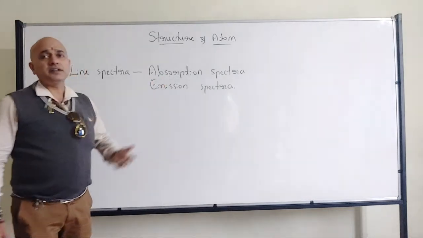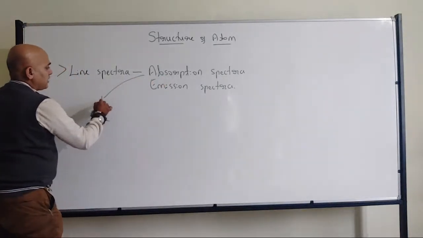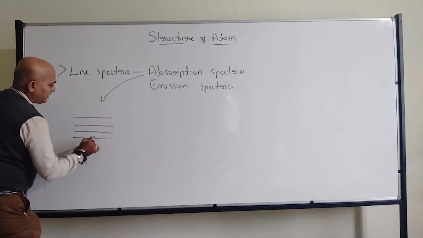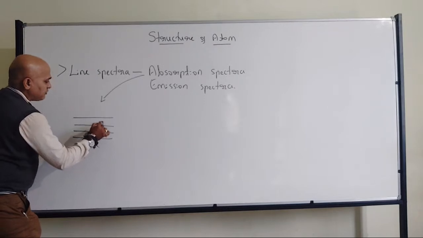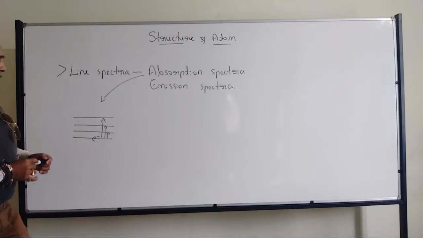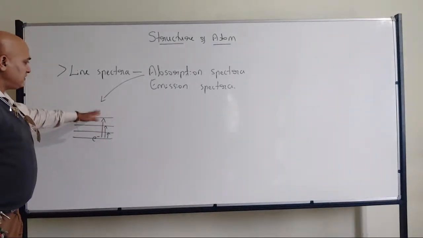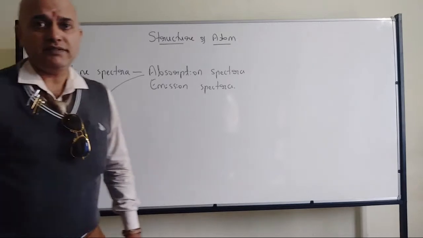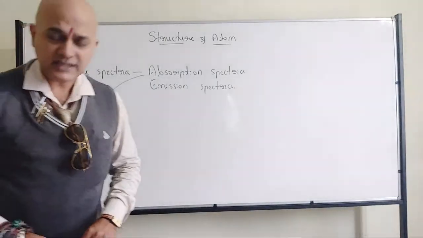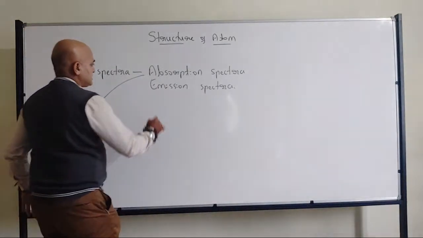So what will happen whenever there is an absorption? Whenever there is an absorption, electrons from lower energy level will move to the higher energy level. Depending on the energy it has taken, it will move from lower energy level to higher energy level. So that's where we have the absorption spectrum. Yes, we have discussed about absorption and emission spectra.